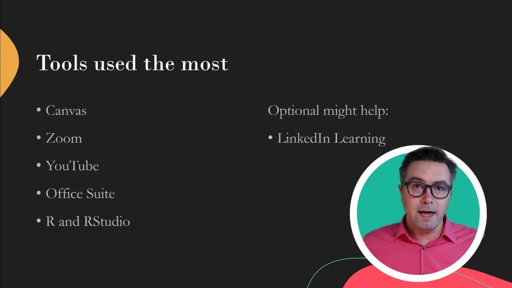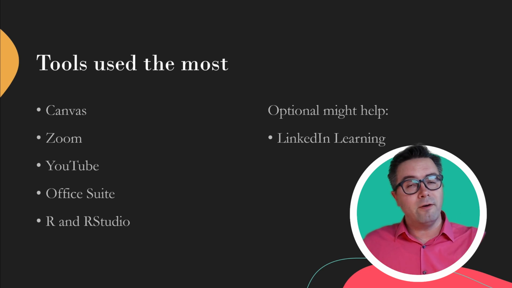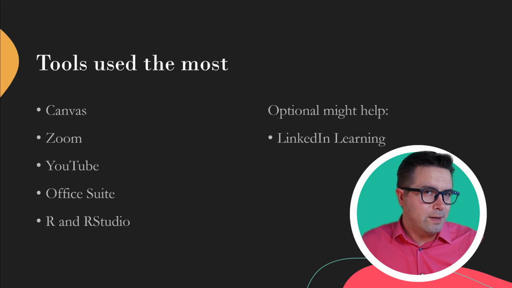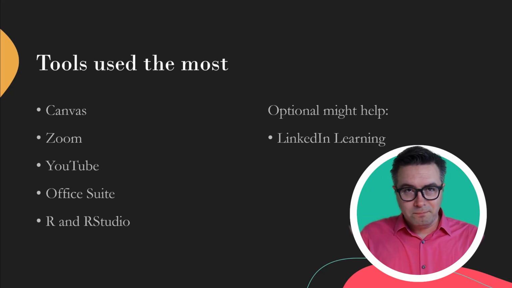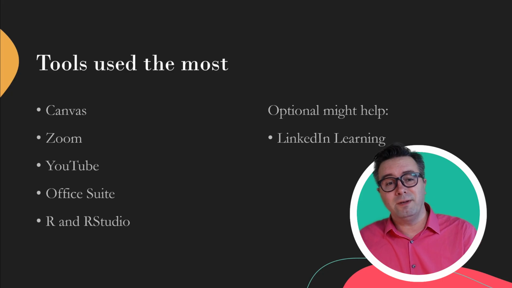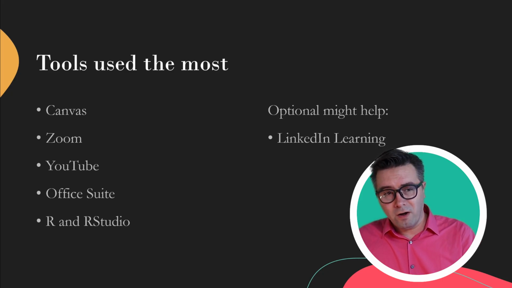So first of all, Canvas. Canvas has stuff about everything that you need for the course, right? Zoom, that's how we meet. YouTube, that's what you're watching this on. The Office Suite, you're going to be doing the first lab in Excel. So you have that. One of the nice things about being a Penn State student is that you have access to that material. R and R Studio, we'll be doing R and R Studio.